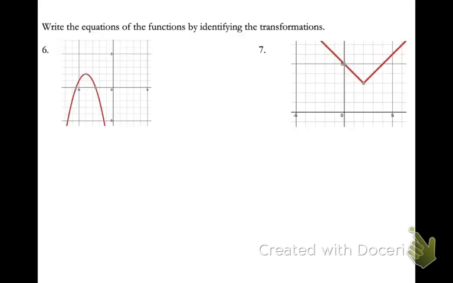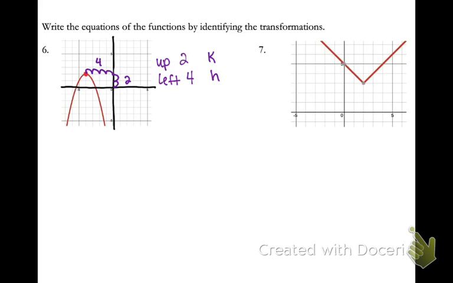Problems 6 and 7 ask us to write an equation for the function by identifying transformations. The first thing I'm going to do to help me out is to draw my x and y axis better on here so I can see where the origin is. We need to look at how the vertex, remember that's this point up here, has moved from the origin. So let's count that out. It looks like we've moved up 2 and left 4. So this will be our k value and our h value.